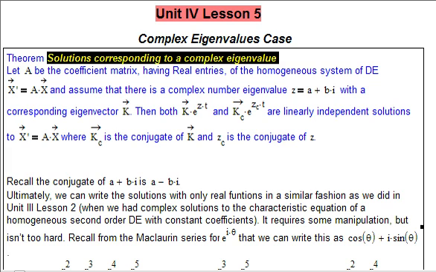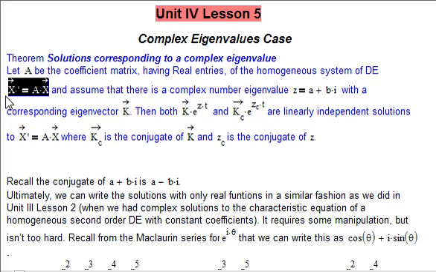Anyway, let A be a coefficient matrix having real entries of the homogeneous system of differential equations. This one. And assume that there is a complex number eigenvalue, maybe I should say imaginary number, eigenvalue z equals a plus bi with a corresponding eigenvector k. Then both k e to the zt and k sub c, now that means the conjugate of that vector k, so all the entries that look like a plus bi will be a minus bi, and then times e to the conjugate of z times t.